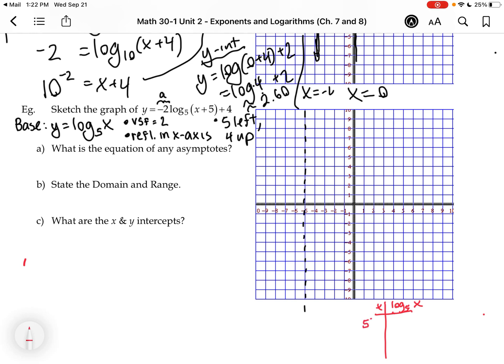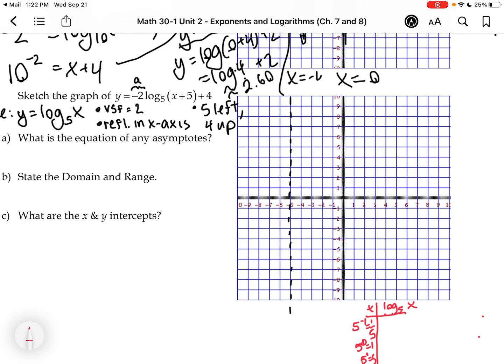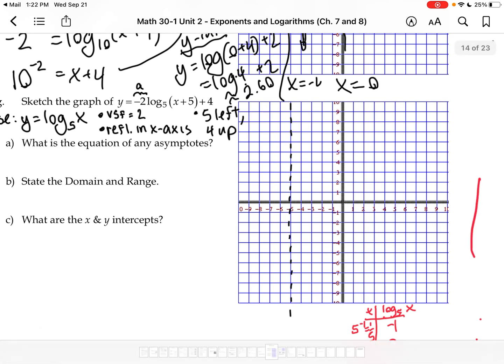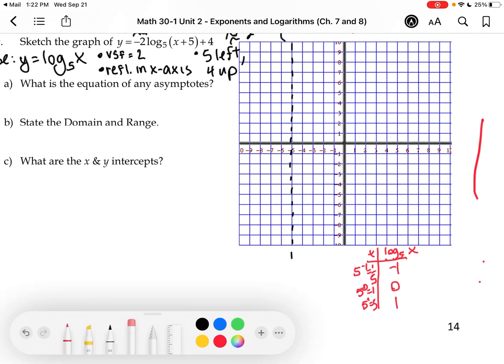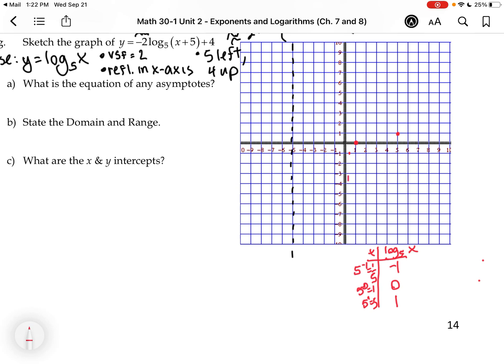So I'm going to put in 5 to the -1, which is 1/5. I'm going to put in 5 to the 0 rather, which is 1, and 5 to the 1 is 5. So those are my x values. My y values will be -1, 0, and 1. Just erase that. There we go. Okay, so I'm going to plot that, and I'll do that in red. So my first point is 1/5, -1. So that's about here. And then 1, 0, and then 5, 1. So that's here. Okay, so there's my base function.